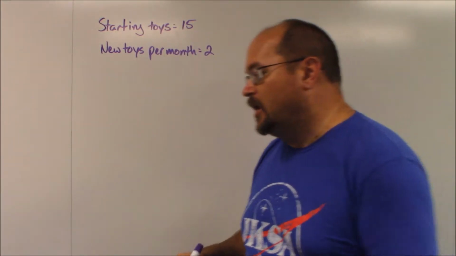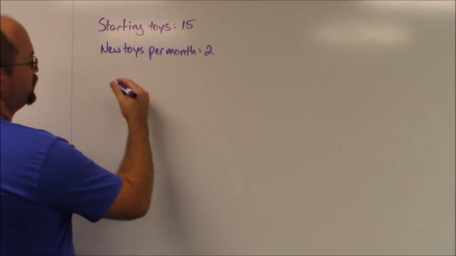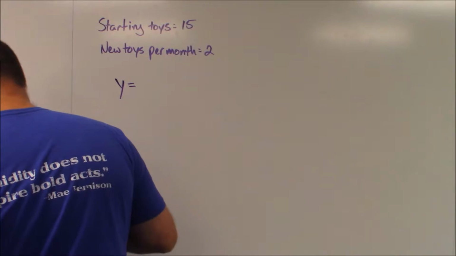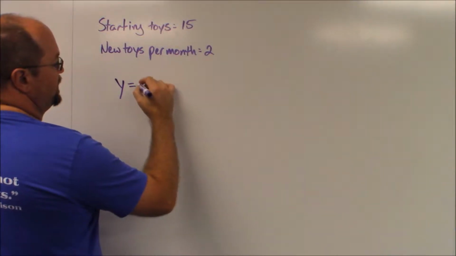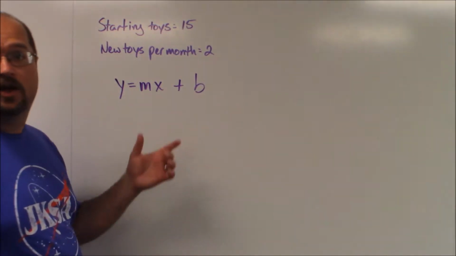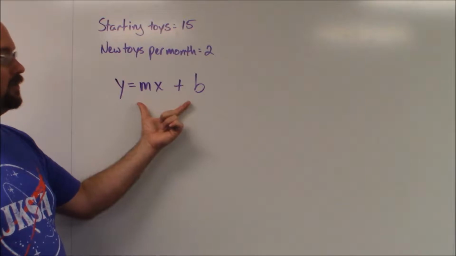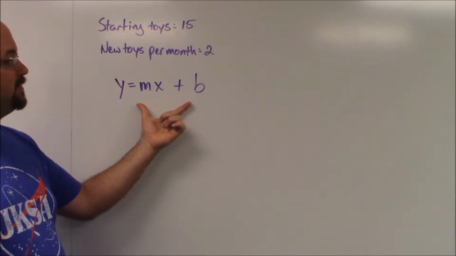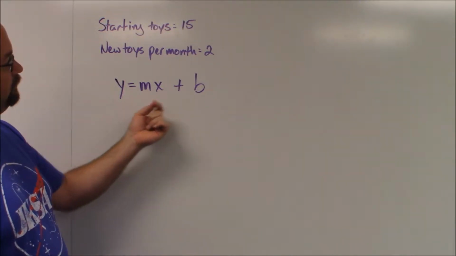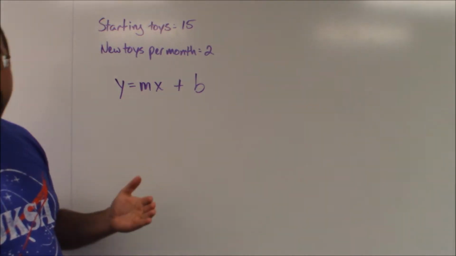All right, so we're told that y is the total number of toys in his toy box, and that x is the number of months that have passed by. So we're going to put this information into this y equals mx plus b format. This is going to be pretty standard for this particular objective. The first thing we need to know is, or we can start anywhere, but I'm going to go ahead and start at the end because I think that's probably the easiest.